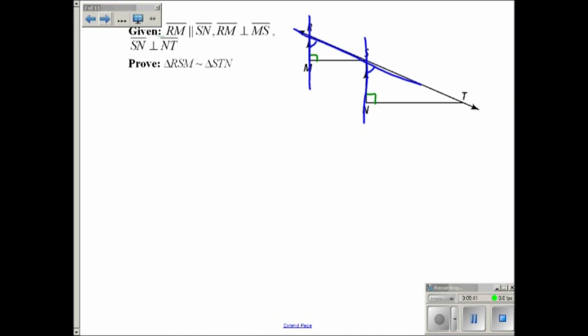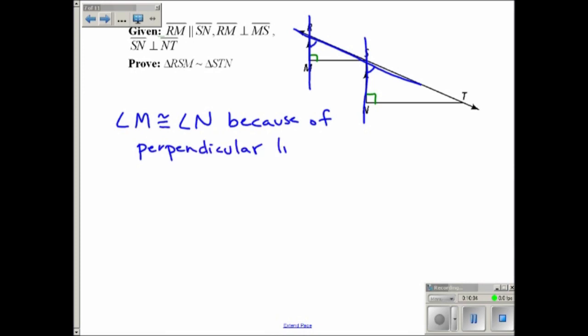So here's my proof. I won't state the given because I assume that you see it and I see it and we're okay with the given, but I will state that angle M is congruent to angle N because of perpendicular lines. Okay, I think you would agree with that and I would agree with that. I will also say that angle R is congruent to angle NST. Now I must be more specific with that. I can't call it angle S because there are several angle S's. There is this one and this one and this one, so I can't just call it angle S.